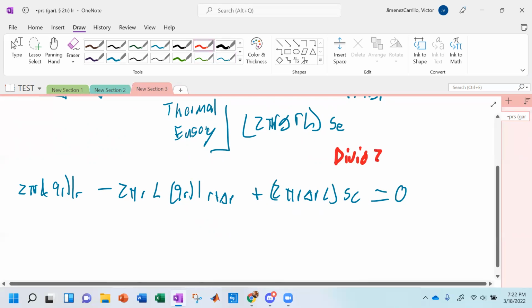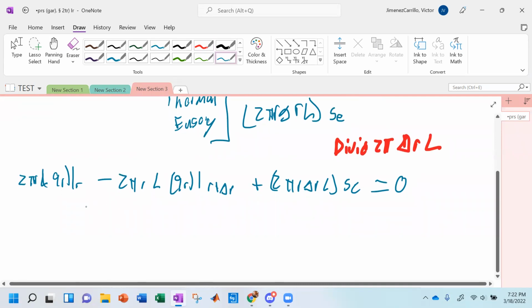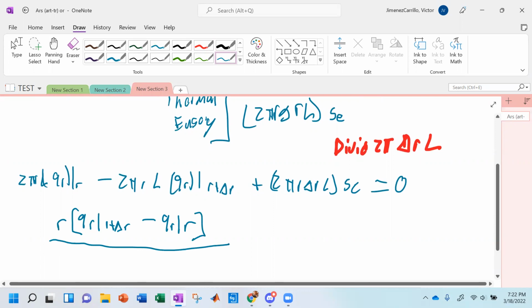We're going to divide by 2 pi delta r L. And if we do that, we're going to rearrange this so we don't get a negative derivative. We're going to write Q_r at r plus del r minus Q_r at r. Both of these are going to have an r in front of them, so I'm just going to factor it out, divided by del r. Since we flipped the signs and everything, this one becomes negative. The math checks out. So then you move it to the other side, and it's still a positive.